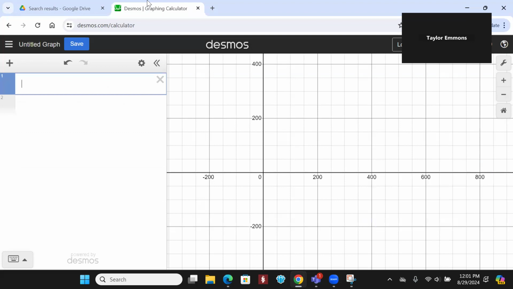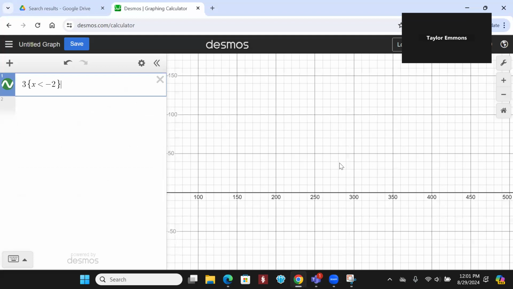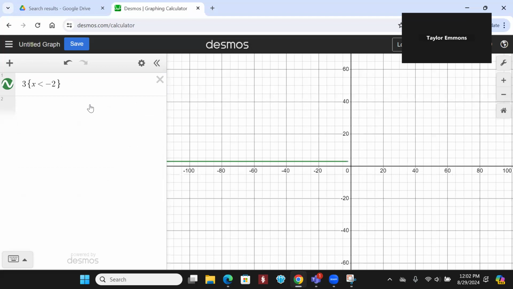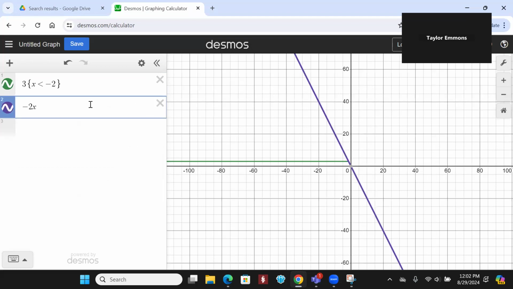Okay, so you're going to type 3 and then do like one of the little squirrely brackets. x is less than -2. Notice how it pops up automatically, right? All right, on the next one, you're going to type -2x minus 1, little squirrely bracket, -2, and you're going to put an underline on the next one. Okay, x is less than or equal to 2, and then close the squirrely bracket.